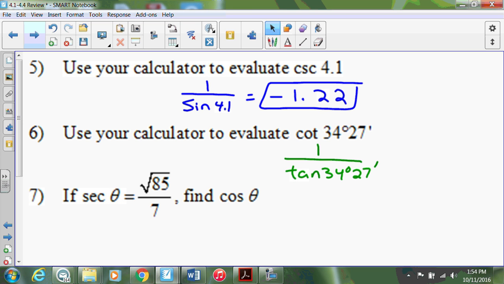And then we have to remember, oops, you know what? I've got to get back. I'm going to hit my mode and get back into degree mode, because we are using degrees now. That's really important to keep up with which mode you're in, whether it's radian or degrees.